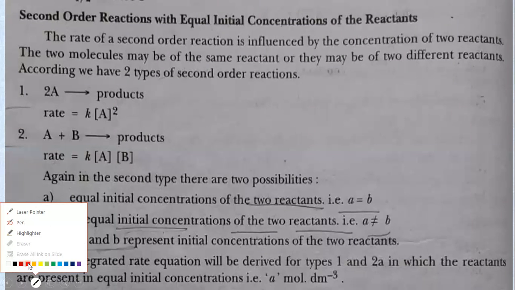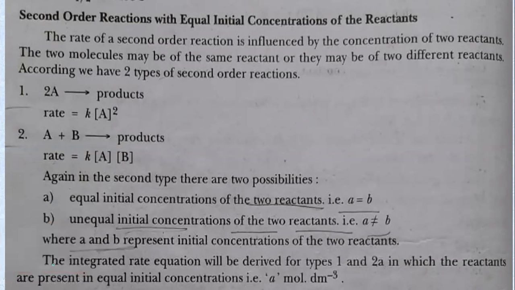Now here we will see how the order of reaction plays a very important role in studying any chemical reaction if it is second order. So see what happens here in the second order reaction. The rate of reaction is influenced by the concentration of two reactants. What is influenced here? The rate of chemical reaction, if that is a second order reaction.